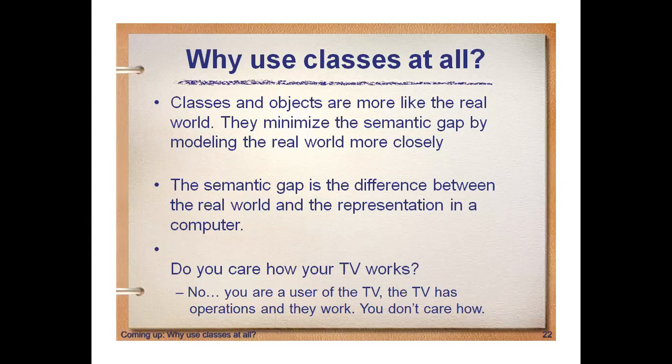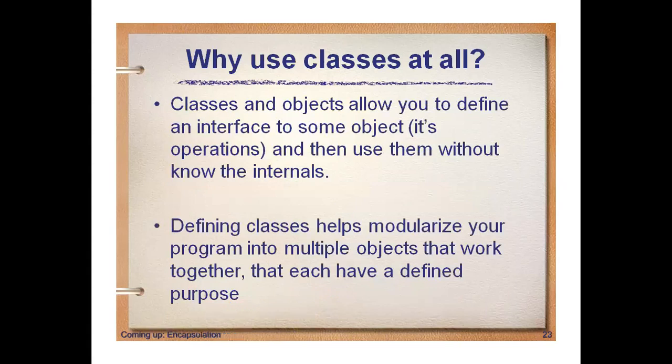The semantic gap is the difference between the real world and the representation in a computer, right? Do you care how your TV works? Here is an example. How does your TV work? You do not know. You just use a remote, and you simply see how the channel is being initialized and how things are working. So classes allow you to define an interface to some object and then use them without knowing the internals.